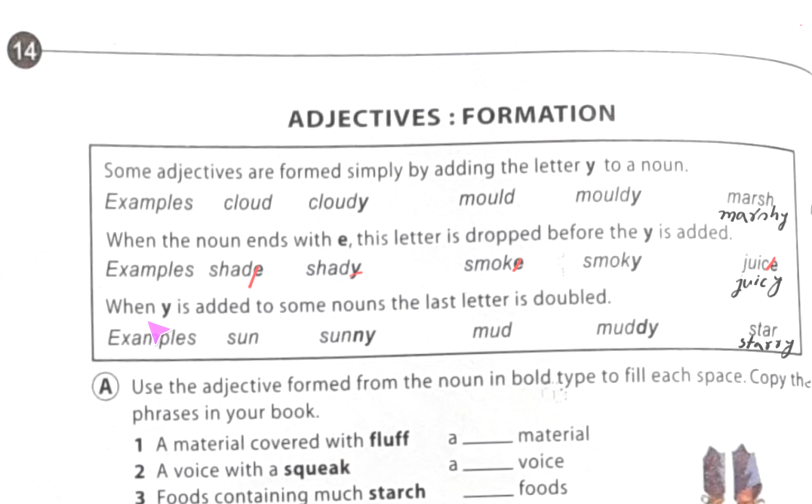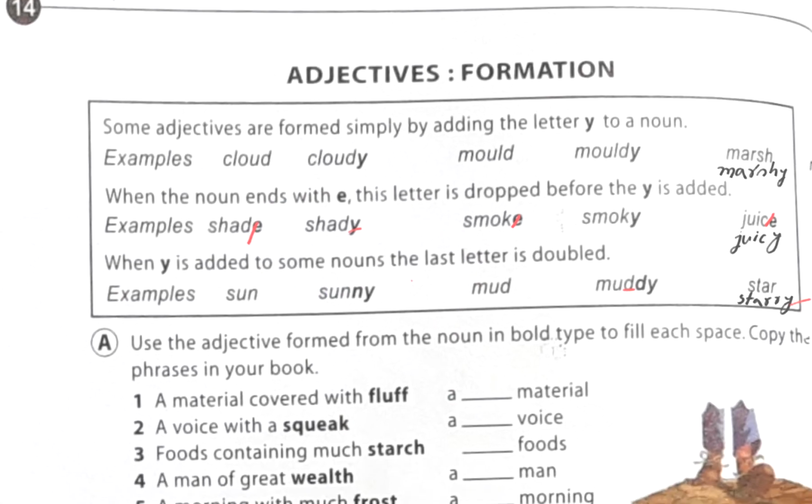The last one, the third rule. Here it is written, when Y is added to some nouns, the last letter is doubled. In this place, sun, sunny. See here the word finished with N, but when it has become an adjective, that time N has become doubled and we have added Y. Same thing: mud, muddy; stir, sturdy. So after reading this, we will do some exercises, and you should remember all the exercises depend on these three rules. So let's do.